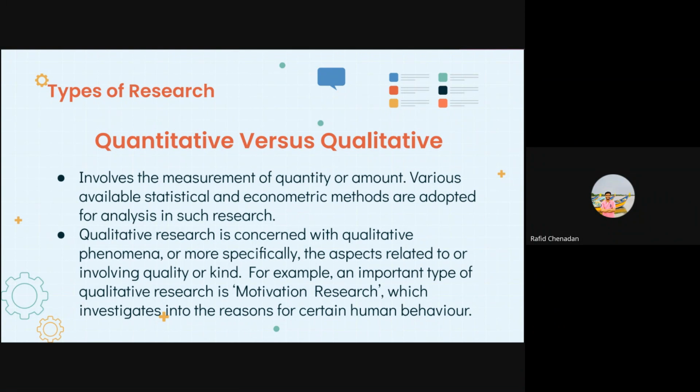Quantitative versus qualitative. As the name suggests, it's again very simple. Whenever the research involves a quantity or amount, it becomes quantitative. When the research is about a quality, it becomes qualitative. Let's go back to the old example of rain.